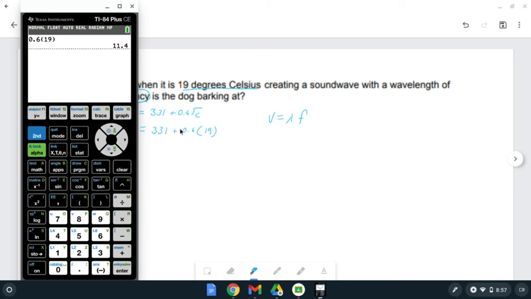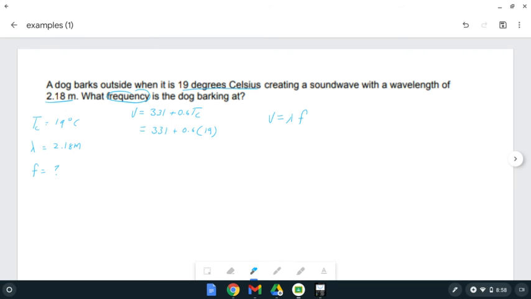Now I want to add, remember, that's this. We want to add this 331 to it. So I'm going to plus 331, and I get 342.4 as my final answer, for my velocity, that is.